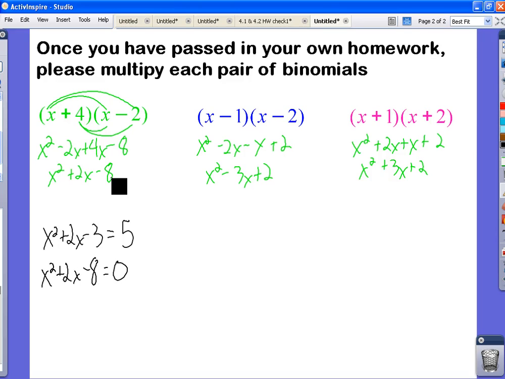Right there, right there. Okay, and this is the multiplied out form of this. Right. So could we go backwards? Can we take this and rewrite it like that? We take this and write it like that. X plus 4 times x minus 2 equals 0.